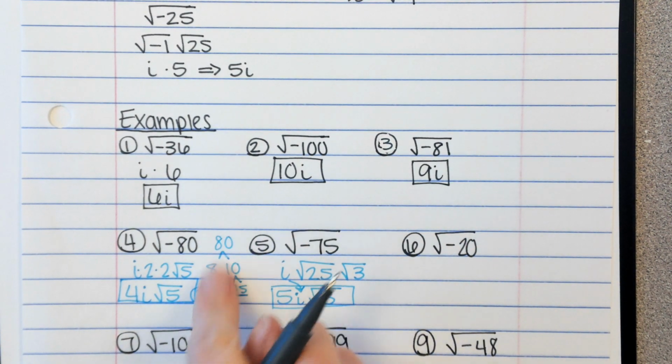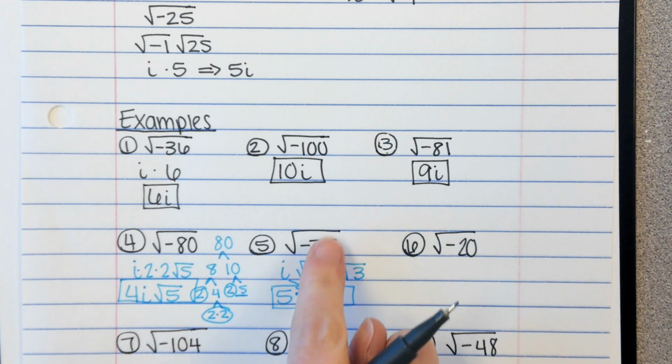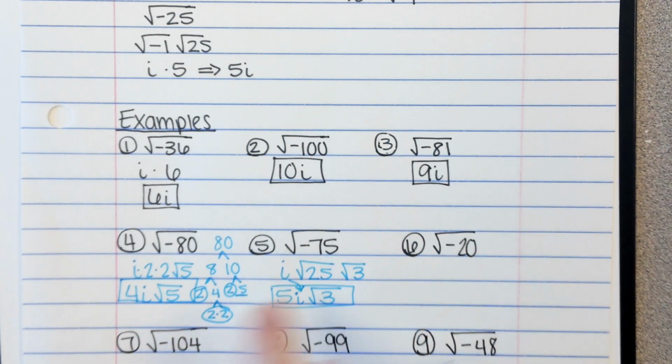Okay, so there's your two ways. Remember, you can do the factor tree, or you can find the perfect square and break it up into two smaller radicals. Either way works.